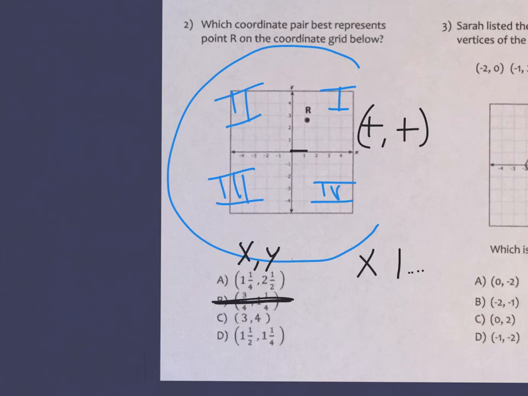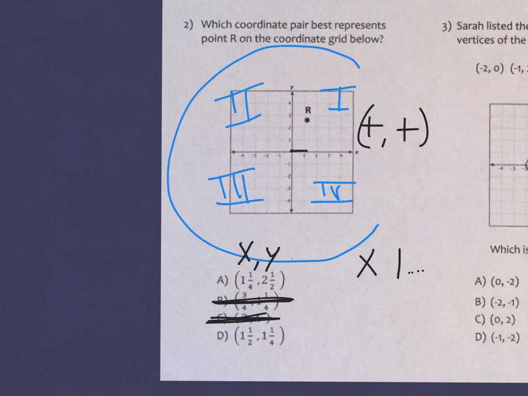Look at answer choice C. It has an X value of 3. That would require us to have moved all the way from the origin to the right 3, way past where the letter R is. So it's not going to be C. In answer choices A and D, the X value is a little more than 1. And so we can't be certain yet whether the answer choice should be A or D.